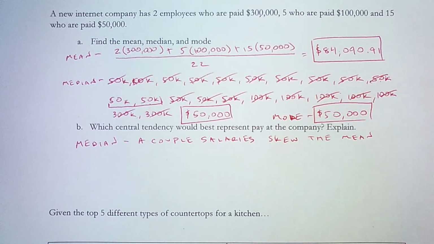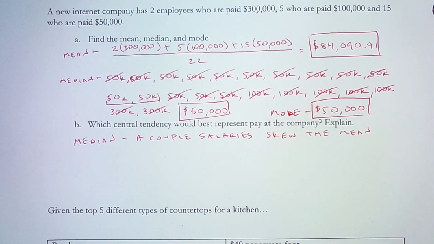It also is what's happening most often. So most employees, by far, are making $50,000. So I could say that the mode would also be a pretty good measure of central tendency for the salaries at this company.